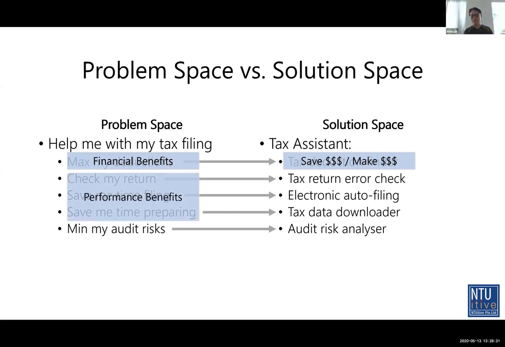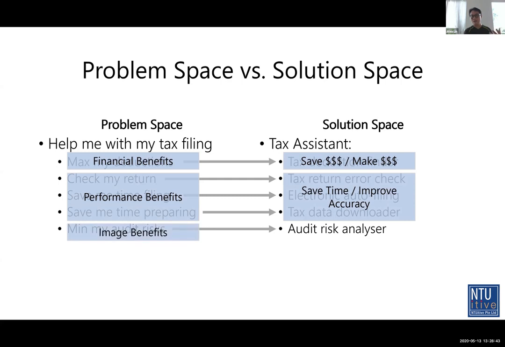All right. The rest of them, the major part is performance benefit. How does it make me able to do my job, which is filing tax easily? Right? It's about saving time, improving accuracy. Audit risk is actually image benefit, so that I don't get caught, I'm not hauled into court and then charged in court. Right? So, looks good and dominate the space.